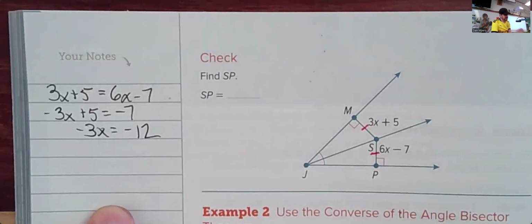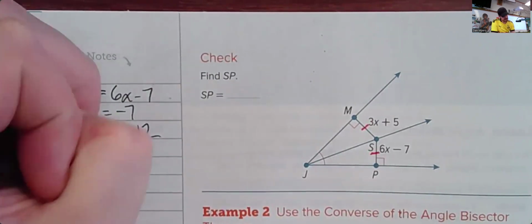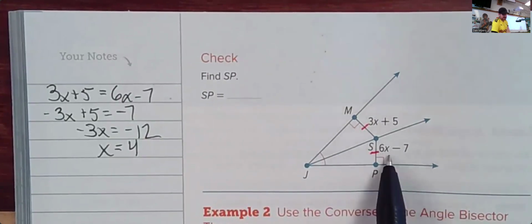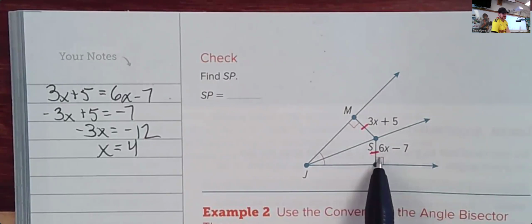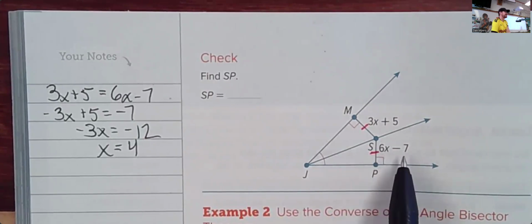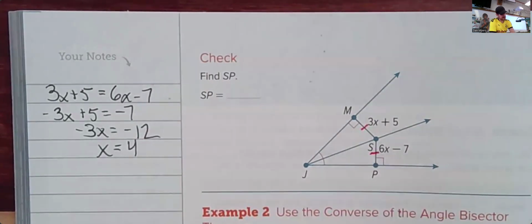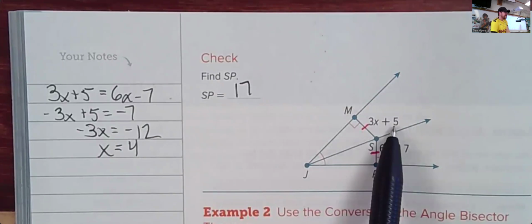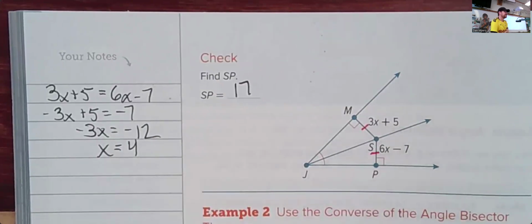So if we divide by negative 3, what does x equal? 4. All right, x equals 4. We're trying to figure out the length of SP. So if we plug in 4 for x right here, 6 times 4 is 24. What's 24 minus 7? 17. All right. And just to make sure it checks out, 3 times 4 is 12. 12 plus 5 is 17. So it works for the other one as well.